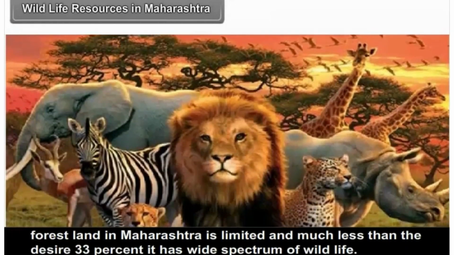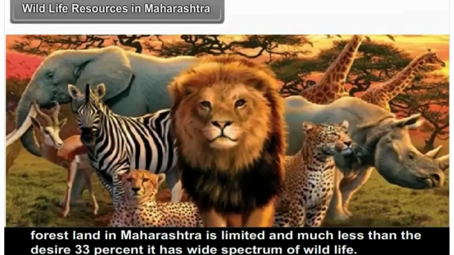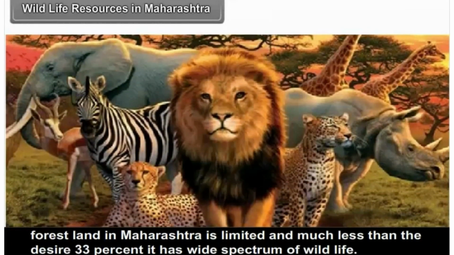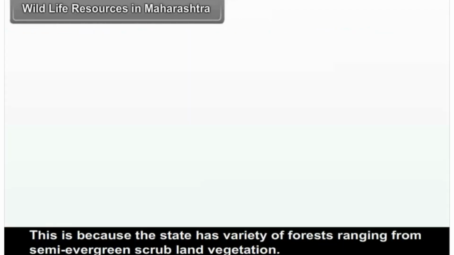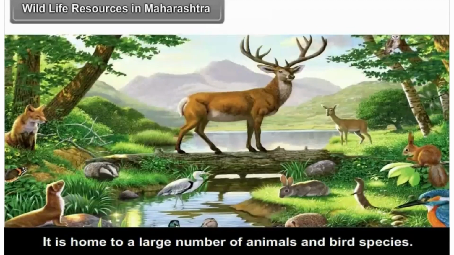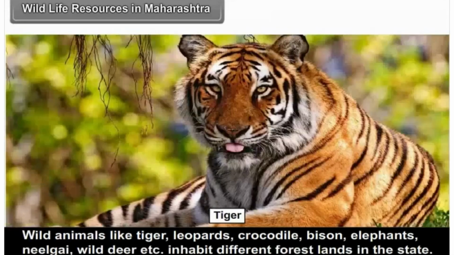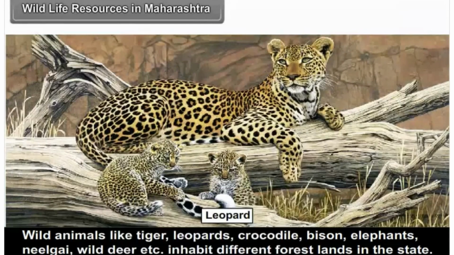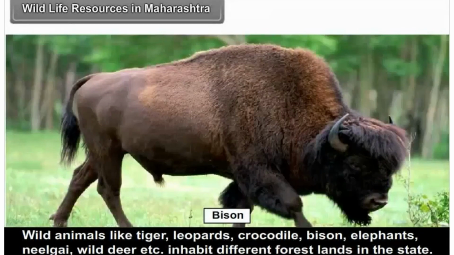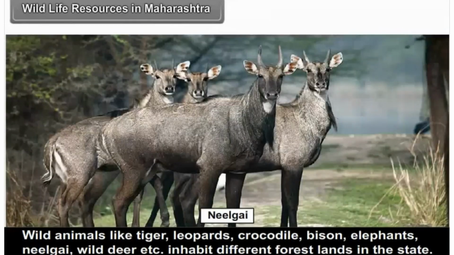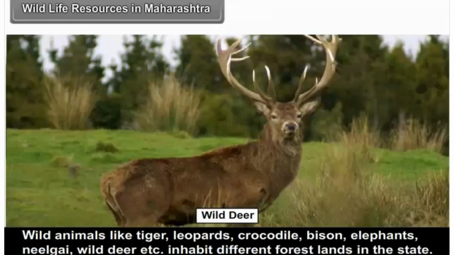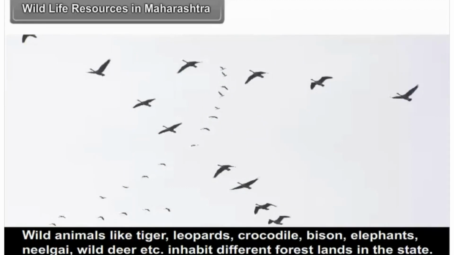Though forest land in Maharashtra is limited and much less than the desired 33%, it has a wide spectrum of wildlife. This is because the state has a variety of forests, ranging from semi-evergreen to scrubland vegetation. It is home to a large number of animal and bird species. Wild animals like tiger, leopards, crocodile, bison, elephants, nilgai, wild deer, etc. inhabit different forest lands in the state.